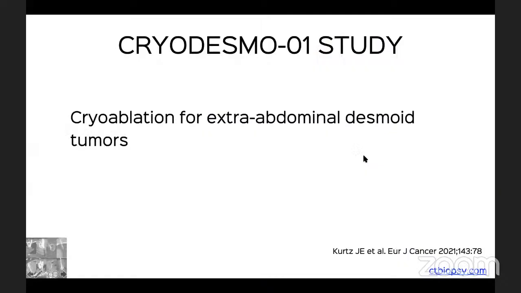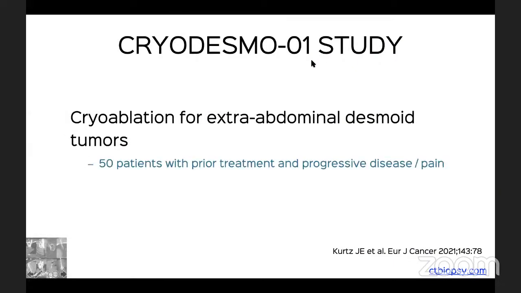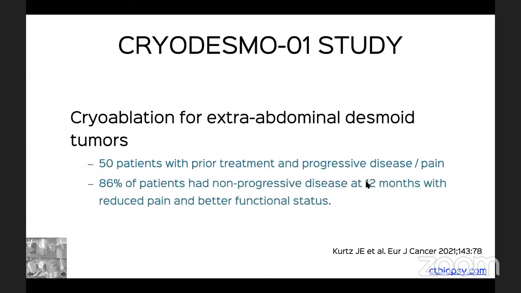Now, cryoablation, actually, they did a study in France called cryodesmo for 50 patients of extra abdominal desmoid tumors with prior treatment and which didn't work. And 86% of them had non-progressive disease at 12 months with reduced pain and better functional status. So the treatment does seem to work.